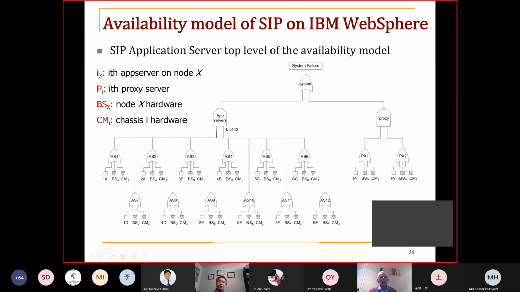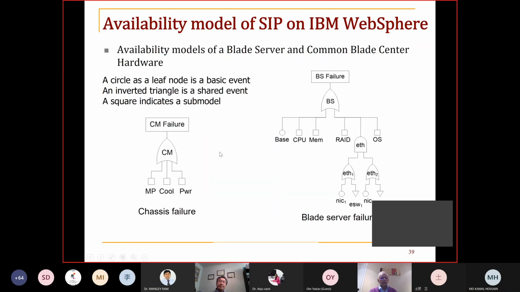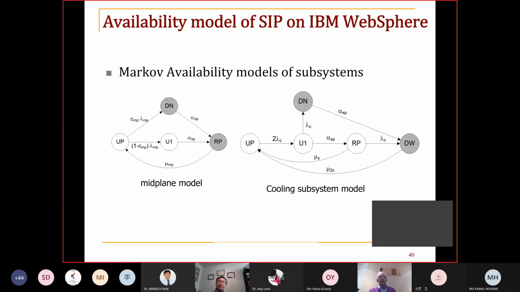Similarly, on this side, I have 12 application servers, and instead of 7 out of 12, I'm using K out of 12 to make it more general. So if 7 fail, then of course the system will fail. And then at the bottom, in the middle level, I have the chassis common. There is a midplane, a cooling subsystem, and a power subsystem. If any of these fails, the chassis common fails. A blade server has a base, CPU subsystem, memory subsystem, RAID subsystem, operating system, Ethernet ports, and so on. And then at the lowest level, I develop Markov models of each individual subsystem.